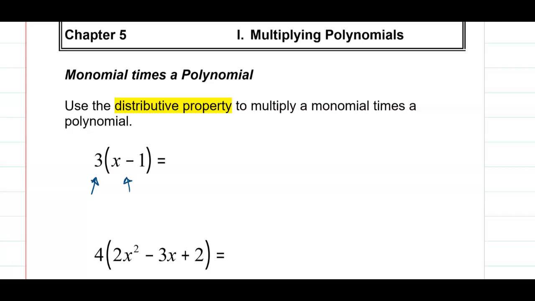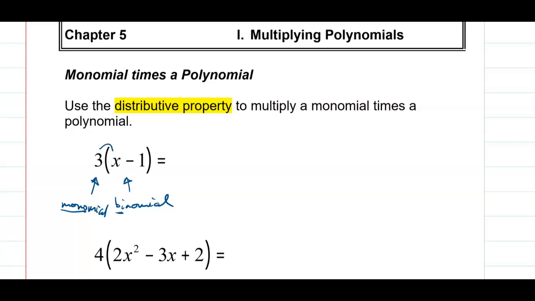X minus 1 we typically call a polynomial, and more specifically a binomial, usually. And this is a monomial. One term monomial, two terms binomial.